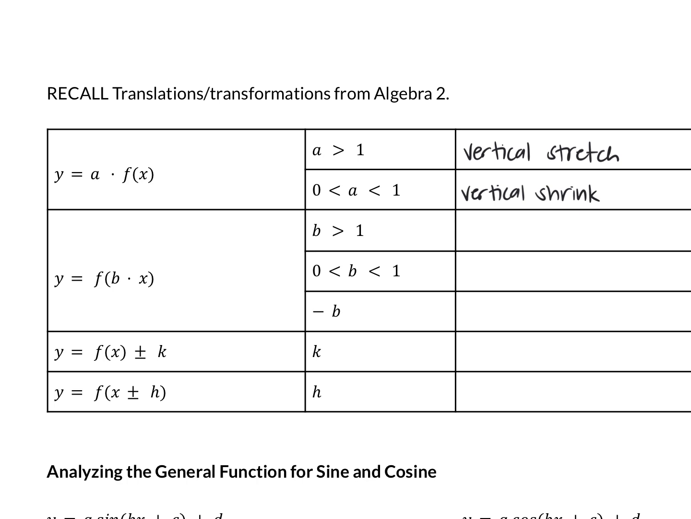And I forgot one thing on there. If a is negative, if we have a negative a, that's going to flip it how? Is it going to flip it across the x-axis or is it going to flip it across the y-axis? It's going to flip it across the x-axis, yep. So it's not horizontal. It's a reflection over the x-axis.